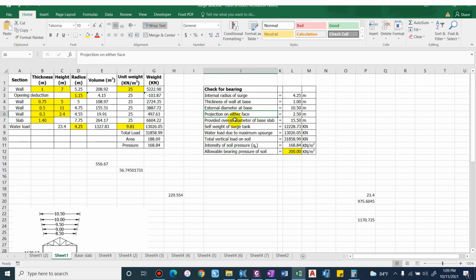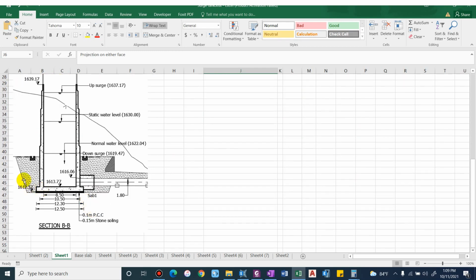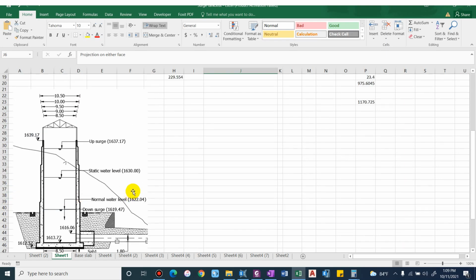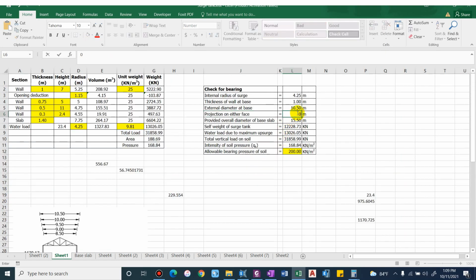And projection on either side. Since there is load acting, we'll see whether there is a requirement of projection or not. For now let us provide projection as 0. So the provided overall diameter of the base slab is 10.5 meter, and the radius will be 5.25. So overall volume pi r square h, we get 121.23. Multiply this with unit weight, we get 3030.66 as the weight of slab.